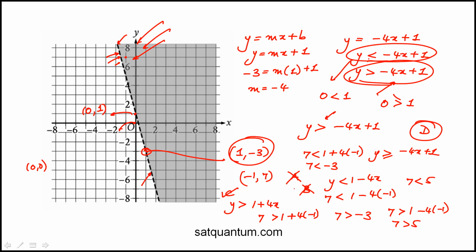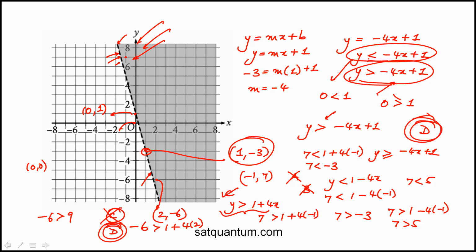So now it's really between C and D, and the question is, where do I pick a point? Let's try that one. So this is (2, -6). And that's C. Let me just make sure. C, (2, -6): -6 is greater than 1 plus 4 times 2. And that's not true. -6 is not greater than 9. So that eliminates C. And we are back to answer choice D, which is the correct answer.